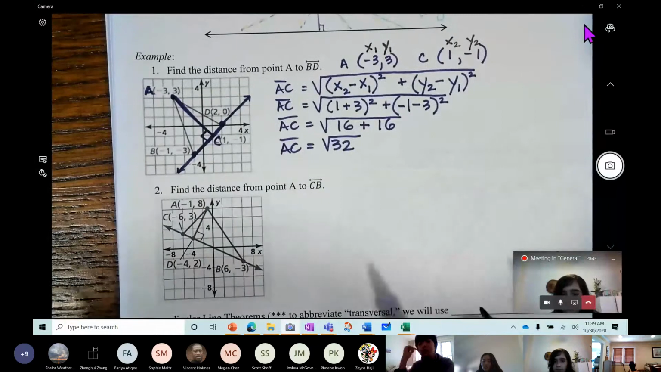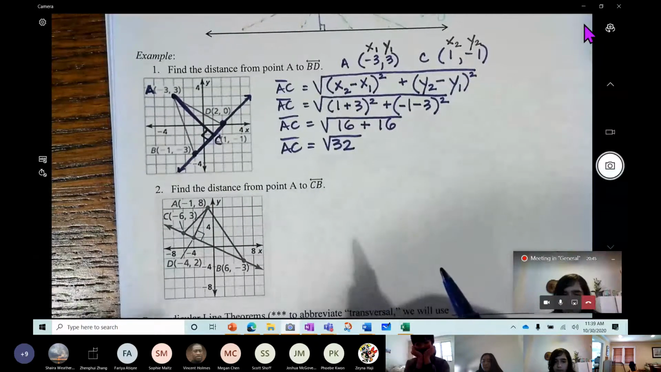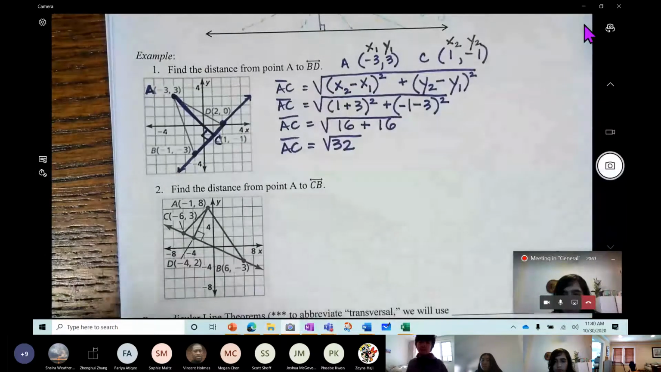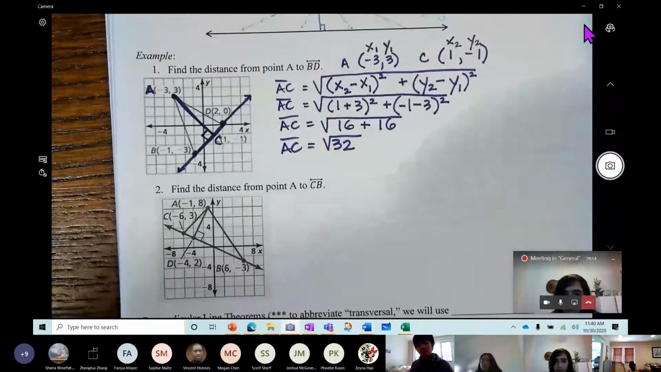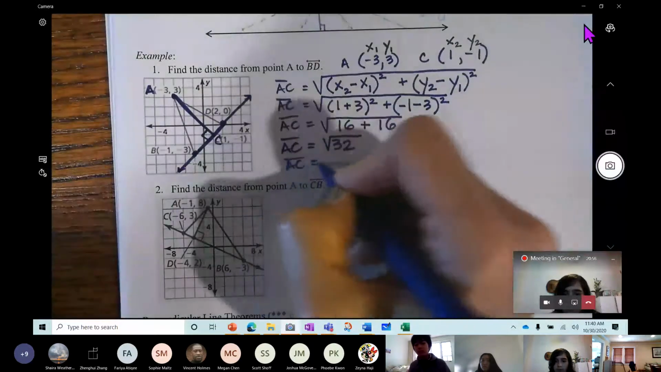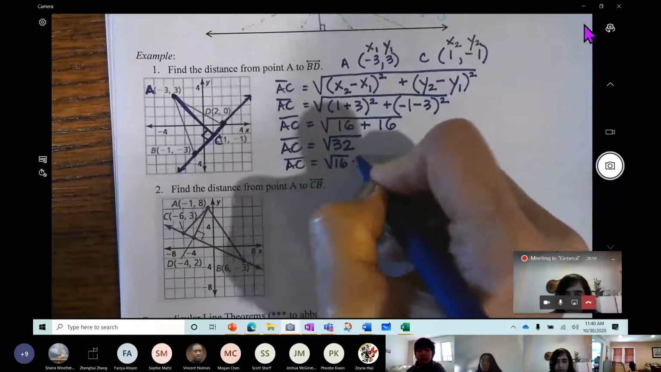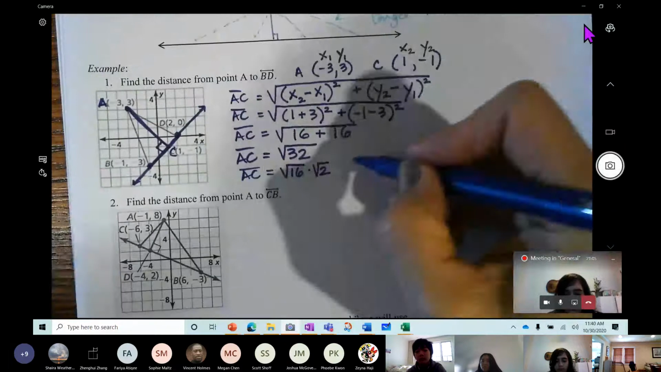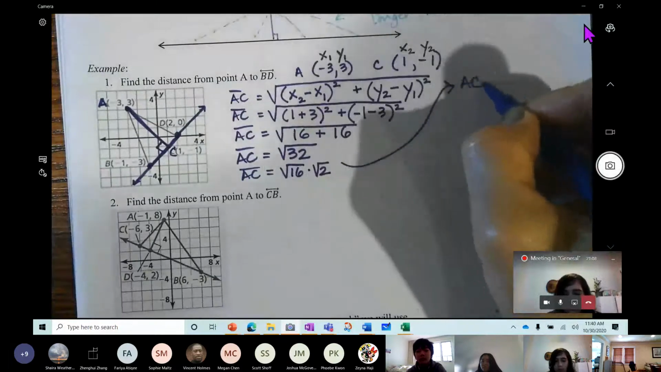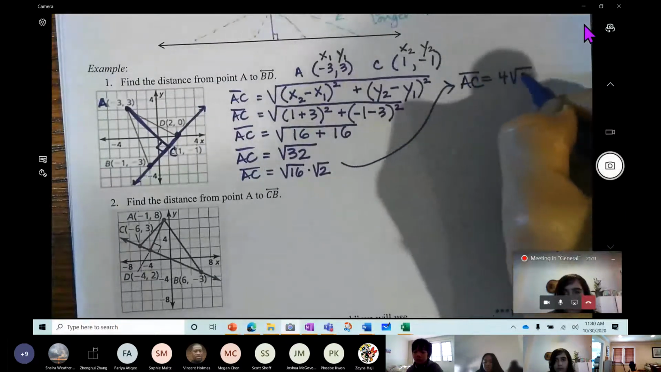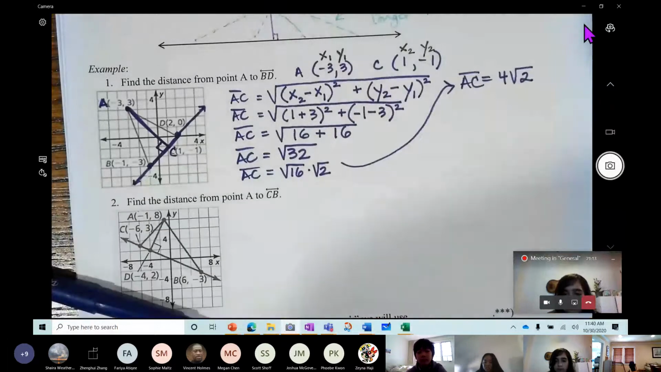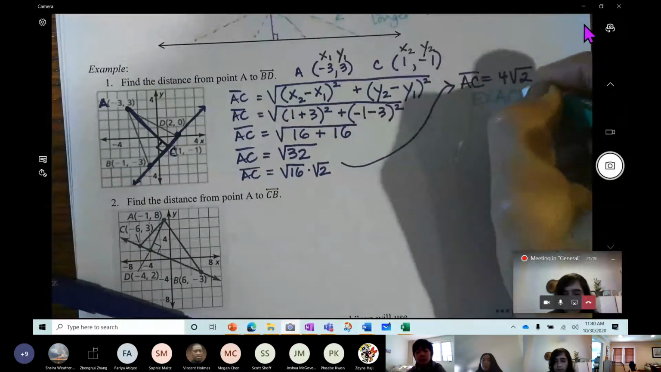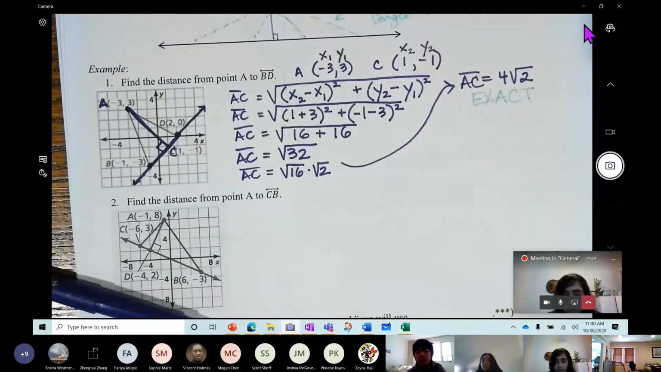Now, I need to simplify it a little bit more. For those of you who don't remember how to simplify square roots, you look for the factors of 32 and try to find the biggest factor that is a perfect square. So what I'm thinking is that this is equal to 16 times √2, because then I can change root 16 into 4. So AC is equal to 4 times the root of 2. And this is what we call an exact answer. It is exactly that, there's nothing more.